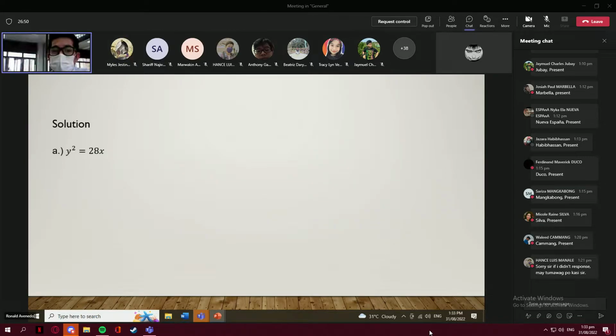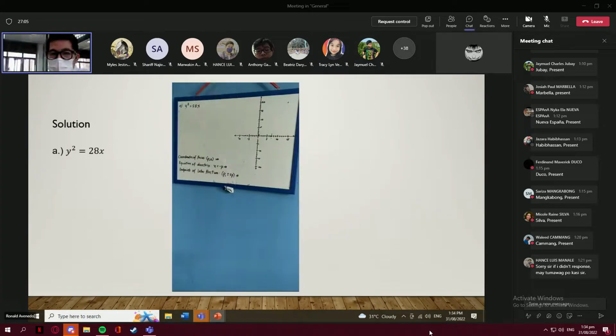Y squared is equal to 28x. And looking at your guide, that is in the form of y squared is equal to 4px. Y is raised to the second power. That is why we are going to use the second column. Okay. Listen and pay attention how the problem is solved. The way I wrote the solution is the easiest way. Kung magtanong kayo ng shortcut for now, then wala pa. Because for now, that is the easiest way. So pay attention.